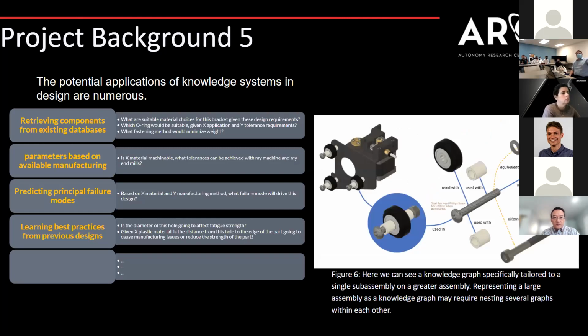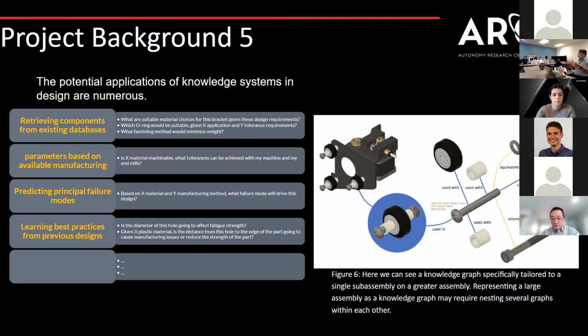So the potential applications for knowledge systems are pretty numerous. So we could retrieve existing components from databases and then ask the system, what are suitable material choices for this bracket given design requirements? This is a really common question to ask design engineers. Which O-ring would be suitable given an X tolerance and a Y tolerance? These are things we go through all the time as design engineers. Which fastening method would minimize weight? Weight is always a huge thing.